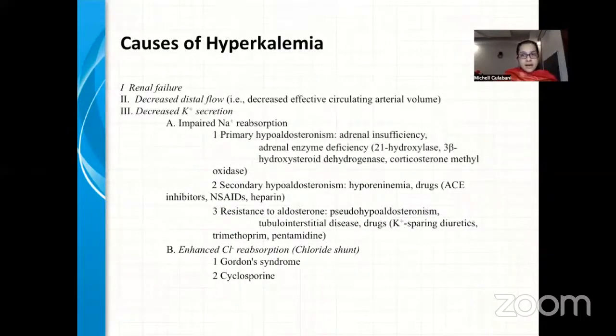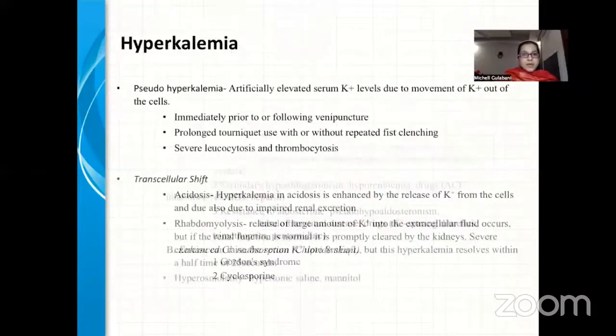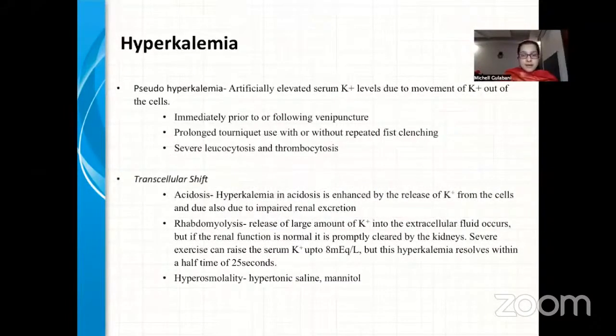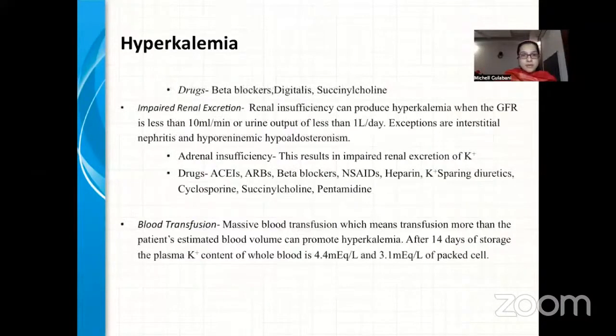And it is classified again according to the causes: renal failure, which further has causes with impaired sodium reabsorption and increased chloride reabsorption. Pseudohyperkalemia is another entity in which there are artificially increased potassium levels due to the movement of potassium out of the cells, for example immediately following a venipuncture or prolonged tourniquet use. Transcellular shift, the opposite of hypokalemia. In that it was alkalosis, here it is acidosis. And you have rhabdomyolysis and hyperosmolality, like hypertonic saline or mannitol when it is infused.